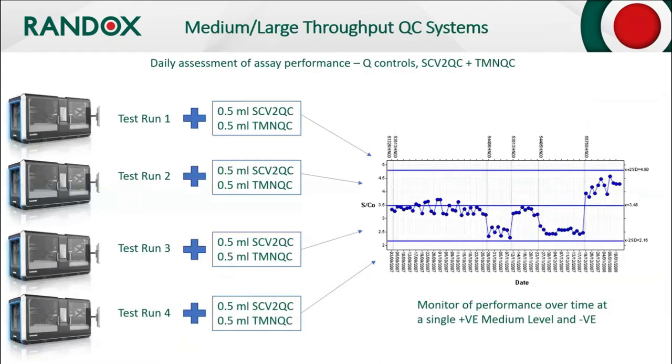Here is an example for a medium and or large throughput QC system. So we would run the IQC daily or of a suitable frequency to the testing method. So if we say daily, for example, we can monitor that control daily and immediately see on a daily basis whether any corrective action needs to be taken.